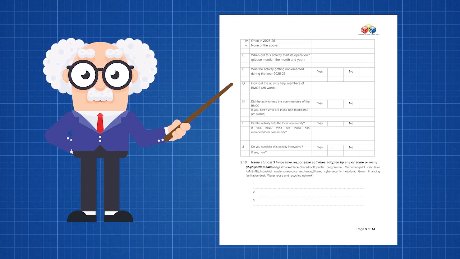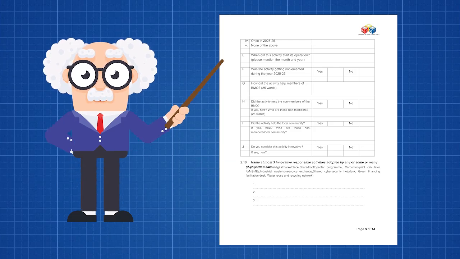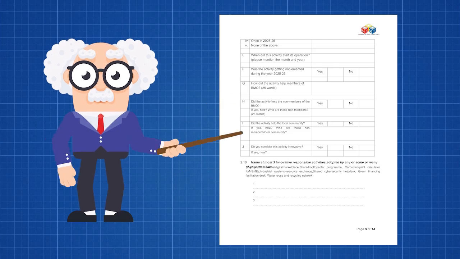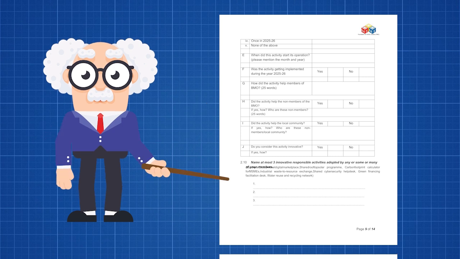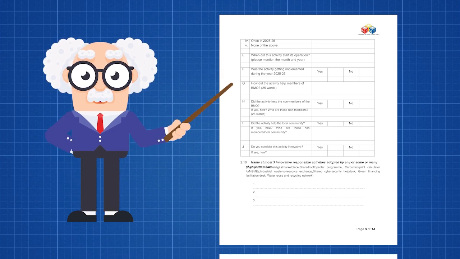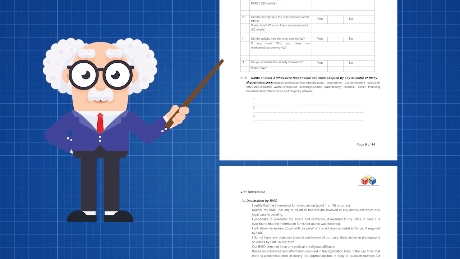Row G, in 25 words or less, explain how the activity helped the members of your BMO. Row H, tick yes or no. Did the activity help non-members of the BMO? If yes, explain in 25 words or less how it helped them and who these non-members are. Row I, tick yes or no. Did the activity help the local community? If yes, explain how and who these non-members or community members are.